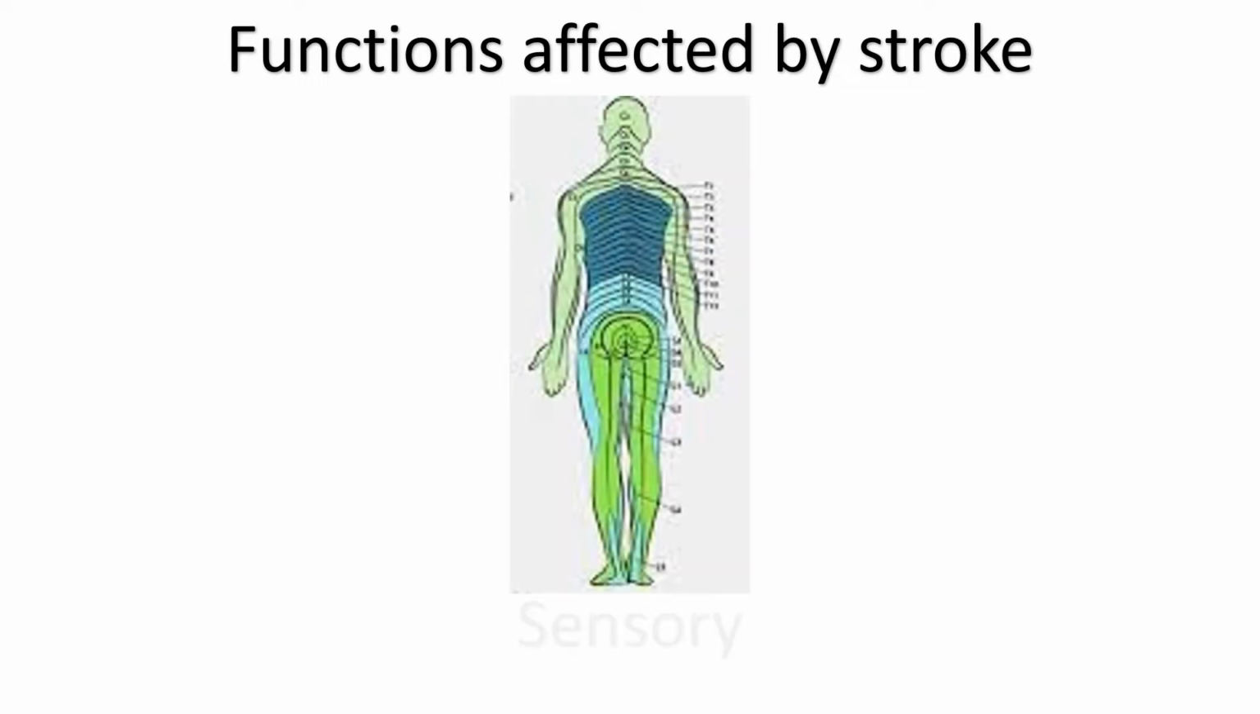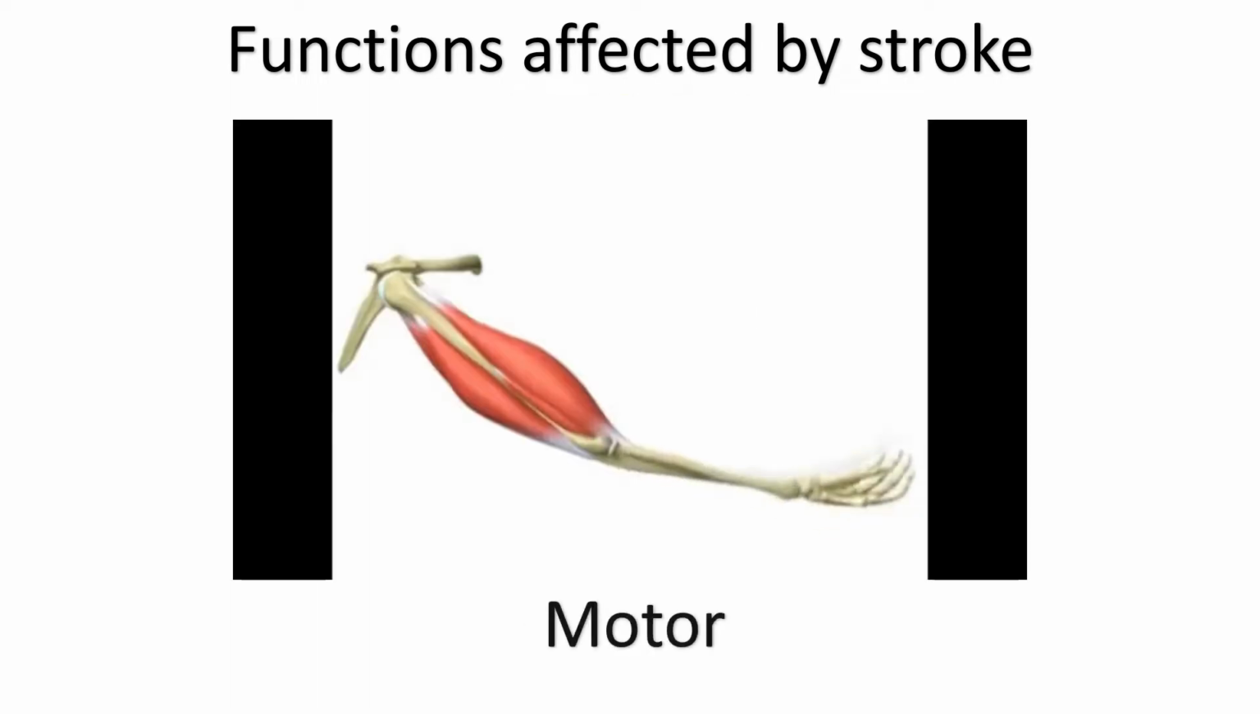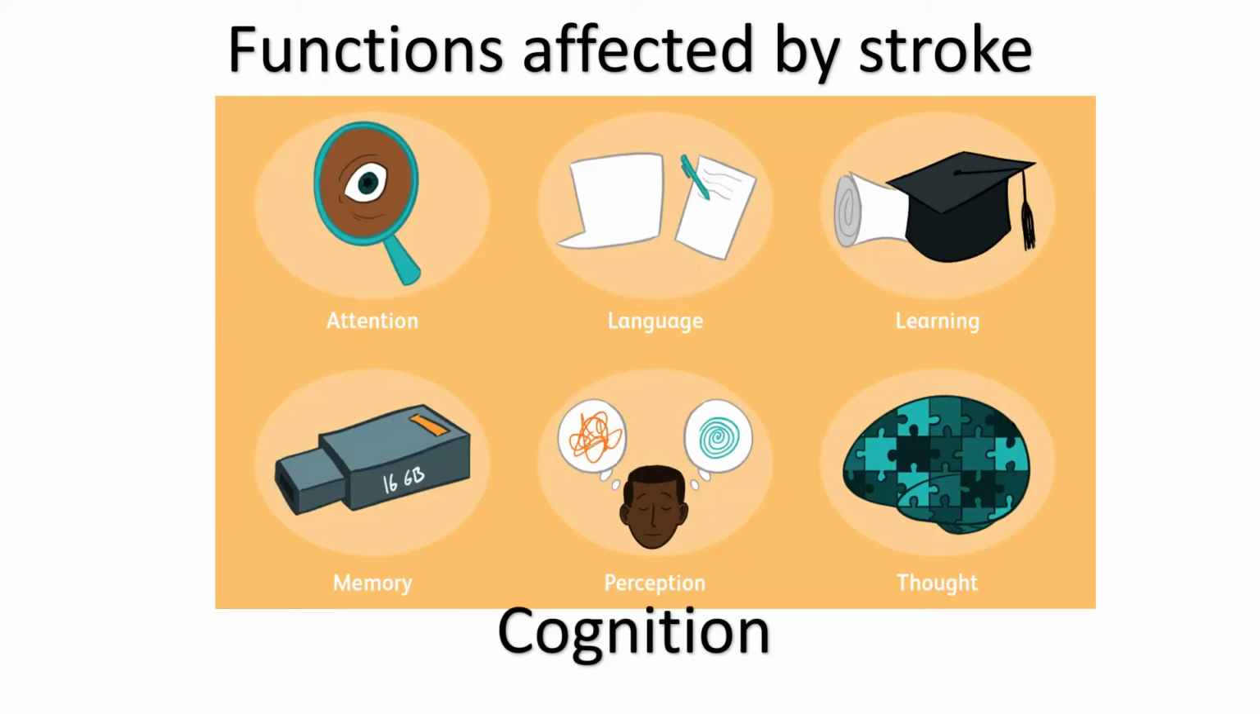So, what functions are affected because of a stroke? Important functions of body such as sensory, motor, cognitive ones like attention, language, learning, memory, perception, and thought are affected in a stroke. An important clinical tip to remember here is that to be classified as stroke, all these neurological functions would be lost for at least 24 hours.